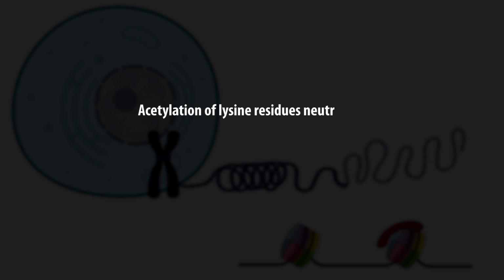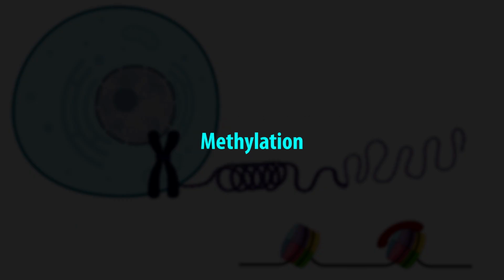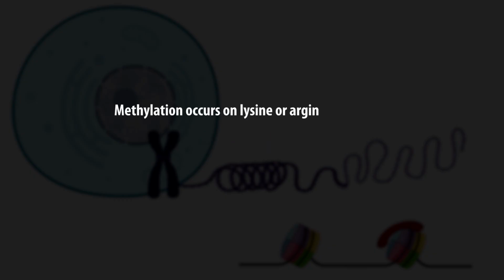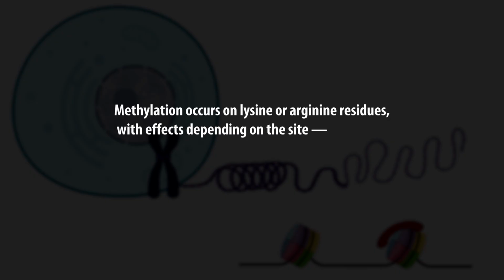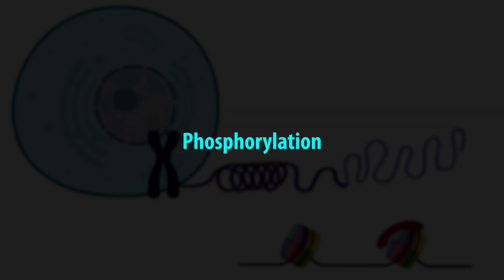Acetylation of lysine residues neutralizes positive charges, loosening DNA-histone interactions and typically activating transcription. Next is the methylation. Methylation occurs on lysine or arginine residues, with effects depending on the site. Marks like H3K4me3 promote transcription, while H3K9me3 and H3K27me3 repress genes.